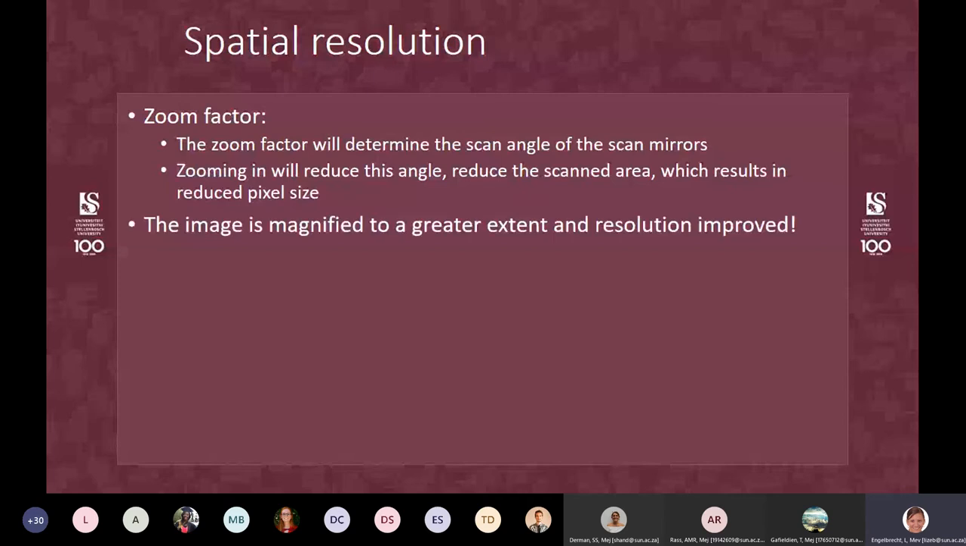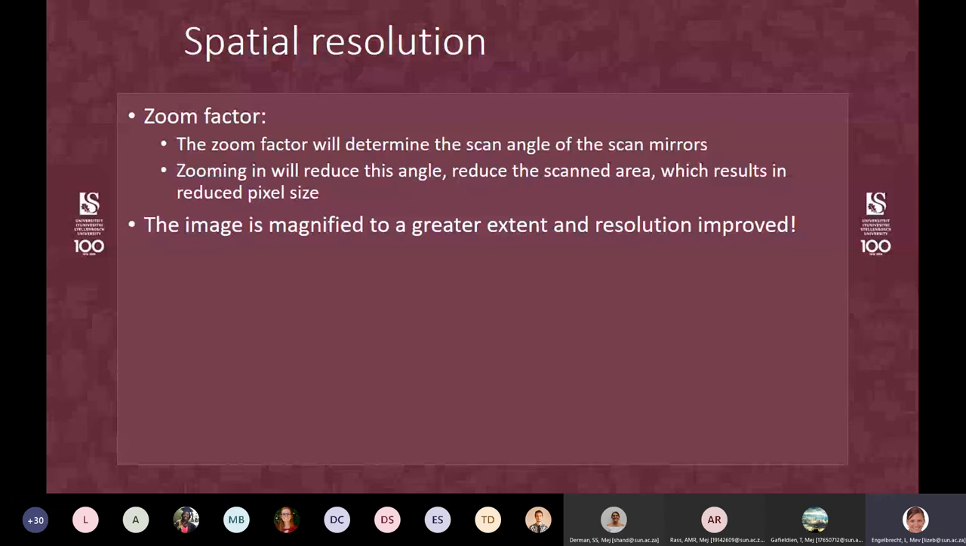The image is magnified a lot more if you increase the zoom factor, but your resolution is also improved. What does this mean? Some people take a very wide image, and then afterwards they want to zoom into interesting areas. They see a little cell in the left-hand corner and want to zoom into it. If the wide image was taken at 1,000 pixels by 1,000 pixels, and you zoom into a small cell in the corner, that cell might now be represented by 100 pixels by 100 pixels.